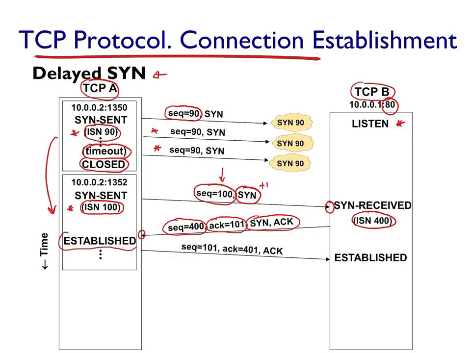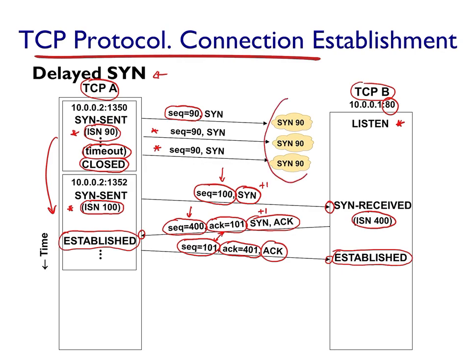At that point, the connection is established for A, and the final ACK is sent from A to B. At that point, the connection is established for B, and the sequence number is 101 because it's the one that is requested by B, and the ACK is 401 because I have received 400 plus 1 because of the SYN.